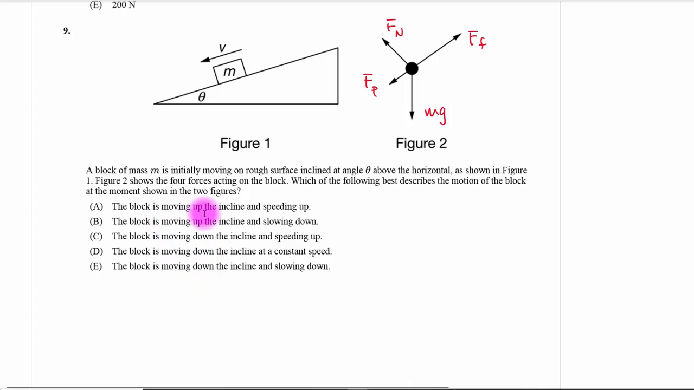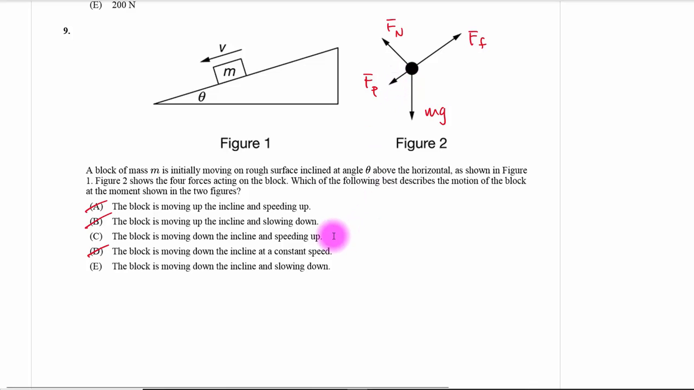Is it moving up the incline, speeding up, doing this, down, down, down? So, I mean, clearly it's moving down the incline, so A and B are off the table. We can't answer that. And I would also look at it and say that D can't be right, because clearly these two forces here are out of balance. There has to be an acceleration.